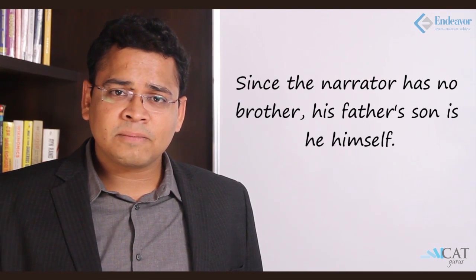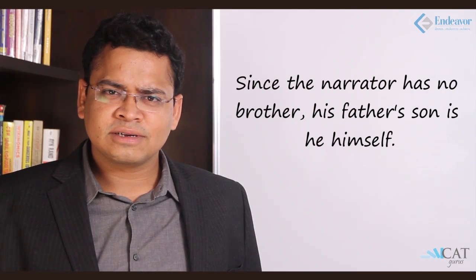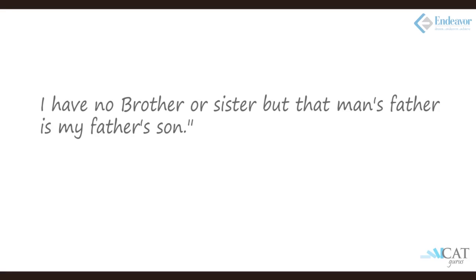Since the narrator has no brother, his father's son is he himself. So this whole question can be chopped off into a smaller question. Therefore, the man who is talking is the father of the man in the photograph, or the man in the photograph is his son. This kind of solving can be considered pocket solving, wherein I will ensure that I work backwards, replacing smaller portions of the question with whatever I could derive.